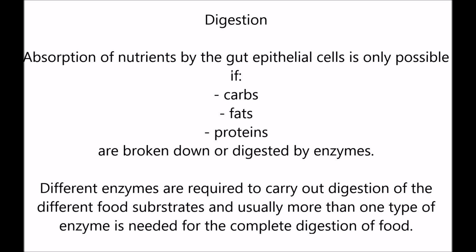Digestion. Absorption of nutrients by the gut epithelial cells is only possible if carbs, fats and proteins, otherwise known as large molecules, are broken down or digested by enzymes. Different enzymes are required to carry out digestion of different food substrates, and usually more than one type of enzyme is needed for the complete digestion of food.